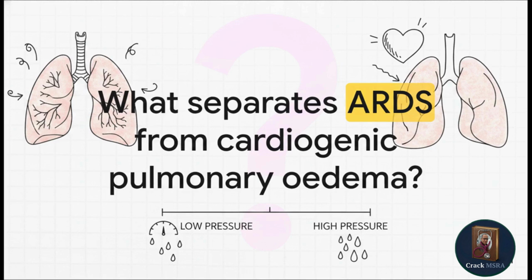Which hemodynamic parameter differentiates ARDS from cardiogenic pulmonary edema? The answer, targeting the core mechanism trap we literally just talked about, is a normal pulmonary capillary wedge pressure. Remember, it's a low-pressure leak.